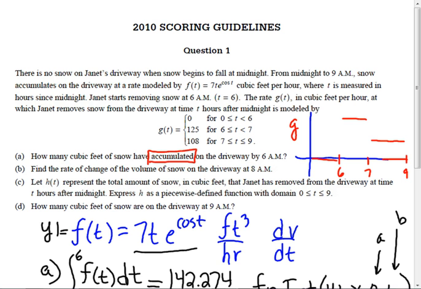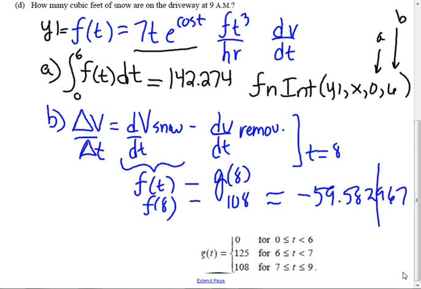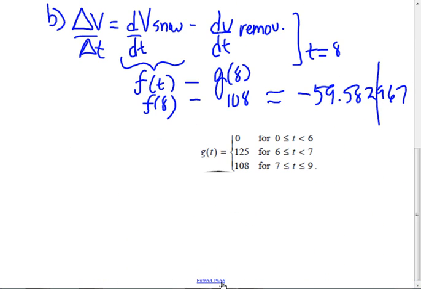Now, C was the tough part. That was this piecewise function. They want H, not G and not F, but I want H to represent the total amount of snow that she has removed at any time. So I can easily do the first one. How much snow has she removed between 0 and 6? Nothing, right? She's sleeping. Or she's on the internet talking to her buddies. Whatever. She's not doing the snow.